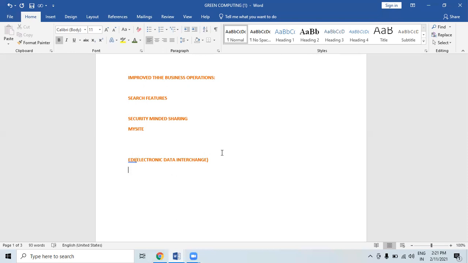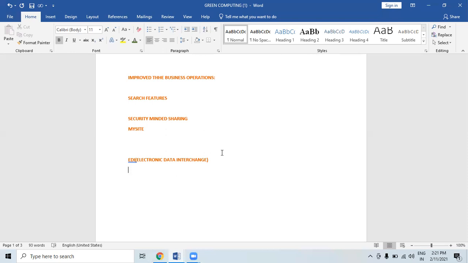other methods. Today, industries use EDI, that is, electronic data interchange, to share a range of document types, from purchase orders to invoices, requests for quotations to loan applications, and more. So electronic data interchange allows the exchange of business documents in a standardized electronic format between business partners.